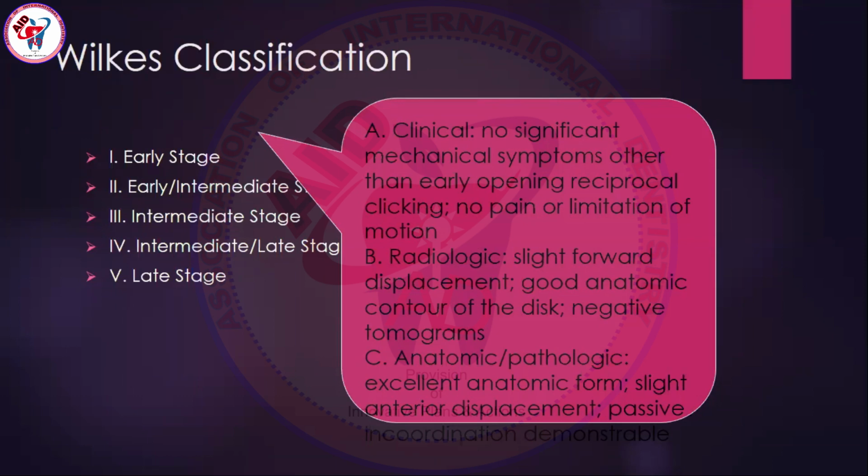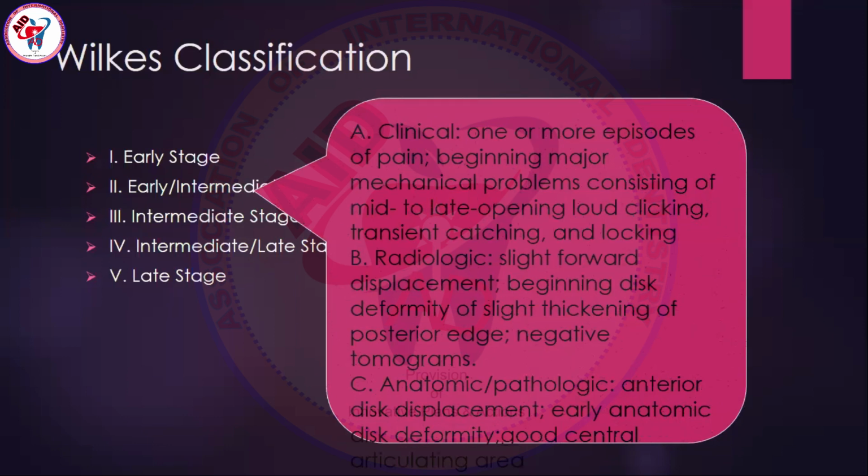But in early intermediate, there are one or more episodes of pain. Now here the pain started. In the first stage there was no pain. There is a major mechanical problem consisting of mild to late opening, loud clicking, transient catching, and locking. Then here it starts. Radiographically, there is slight forward displacement, beginning of disc deformity or slight thickening of the posterior edges, and negative tomograph.